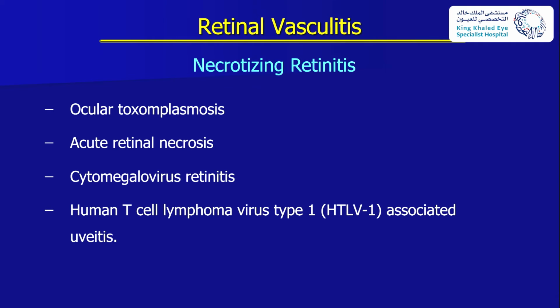Now you can have vasculitis associated with necrotizing retinitis. So again, during the evaluation of a patient with vasculitis, you have to look carefully for necrotizing retinitis. It can be with ocular toxoplasmosis, which causes focal necrotizing retinitis, or acute retinal necrosis, confluent areas of necrotizing retinitis in the periphery, or cytomegalovirus retinitis in immunosuppressed individuals.